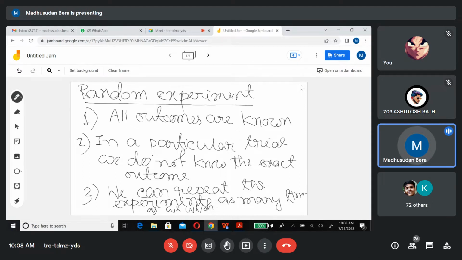So tossing a coin, outcomes are head and tail. That we know. That is the first one. Suppose we are tossing, the next outcome we do not know whether it is head or tail. It may be head or tail. So we do not know the exact outcome. And we can repeat the experiment 10 times, 100 times, 1000 times, whatever. So if these three conditions are satisfied, then it is called a random experiment. So random experiment definition is clear?